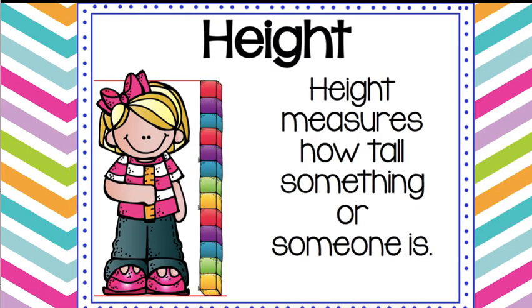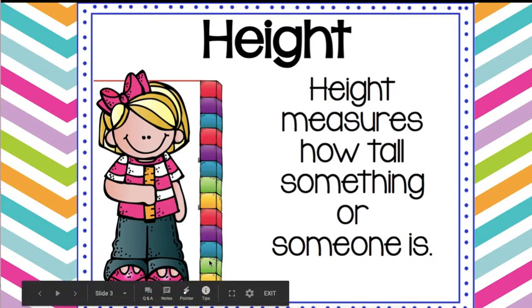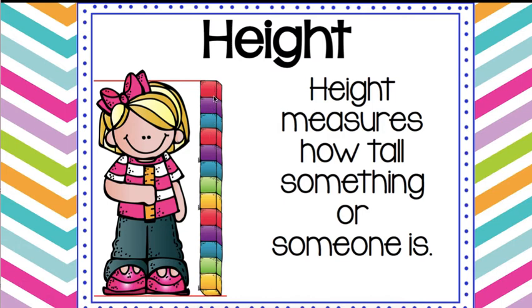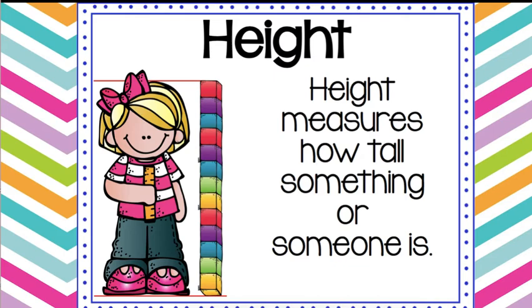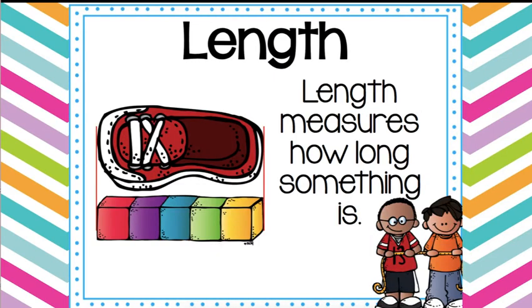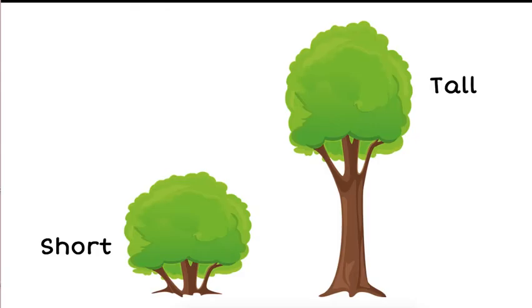Now, height is measured from the bottom to the top, so up and down, kind of like when we measure you. Height measures how tall something or someone is. So let's see how tall the girl is using the counter cubes. We're going to count 1, 2, 3, 4, 5, 6, 7, 8, 9, 10, 11, 12, 13. She is 13 counter cubes tall. So with length we say how long it is, with height we say how tall it is.